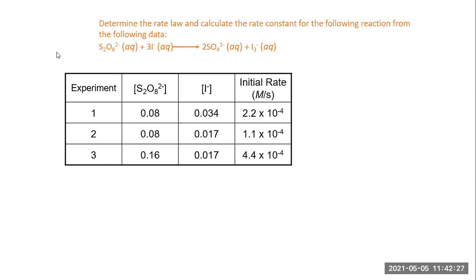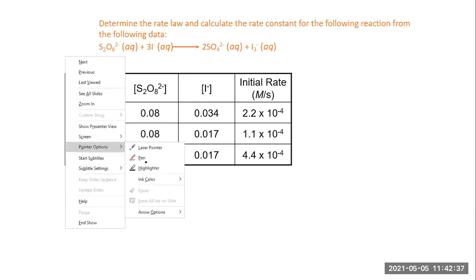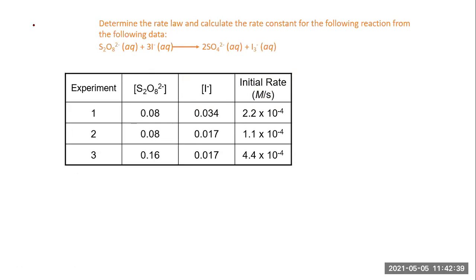Most people take a mathematical approach to solving this. If you do that, what you're looking for is that we're basically going to do this rate two over rate one type of approach like we talked about last time, with A to the x and B to the y.